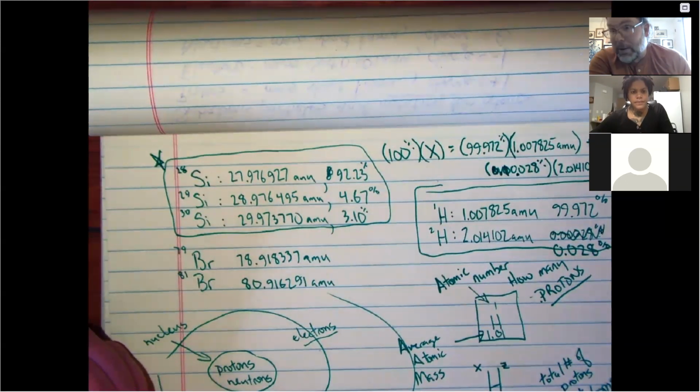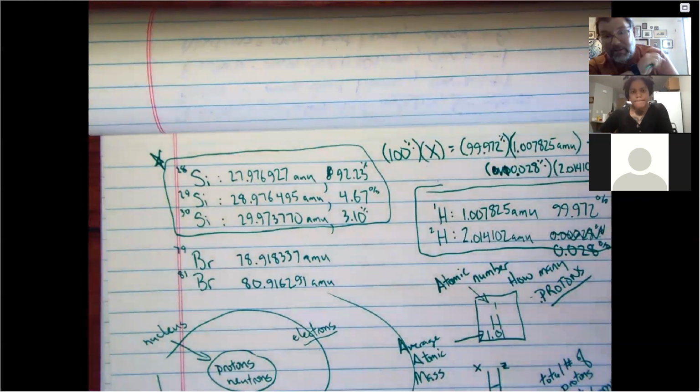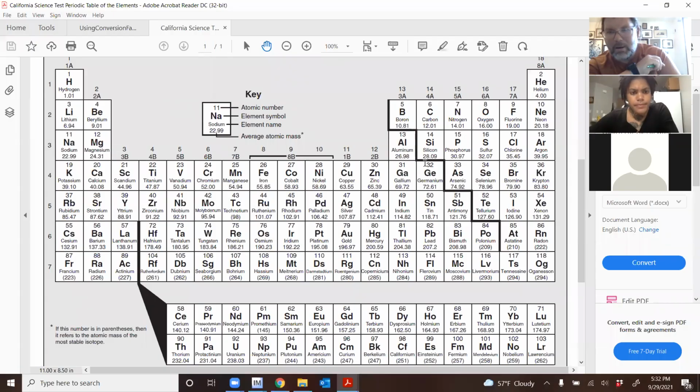So we could set up a calculation to figure out what the average atomic mass of a silicon atom was. Now we would look to see if we were right by looking on the periodic table. So if we do this calculation correctly, our average atomic mass of silicon right here, element number 14, should be 28.09. All right. So let's do our calculation together.